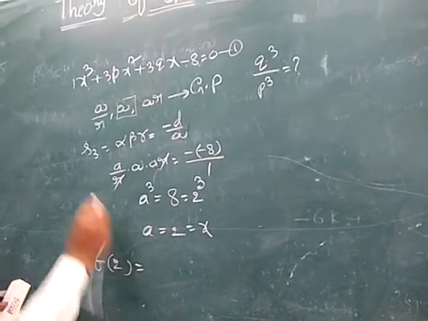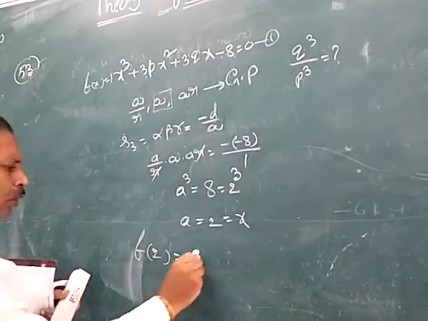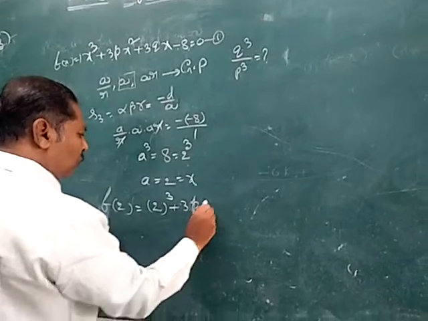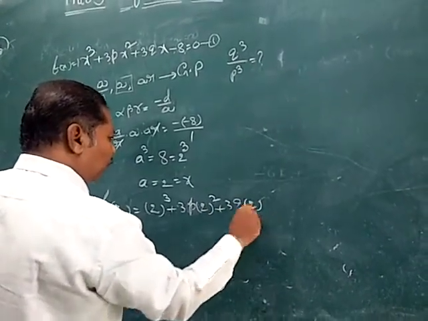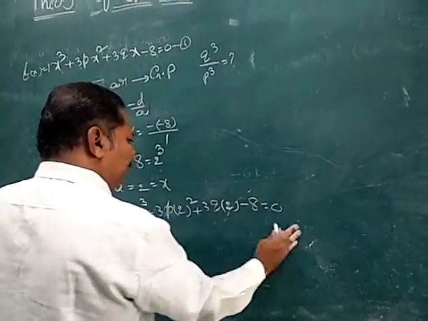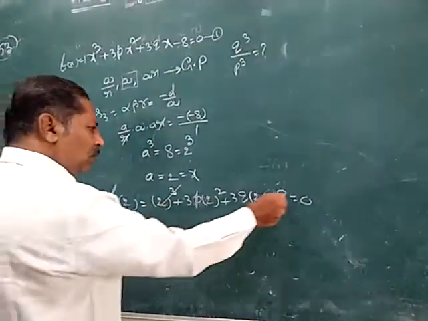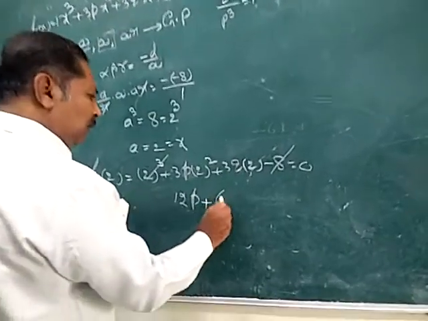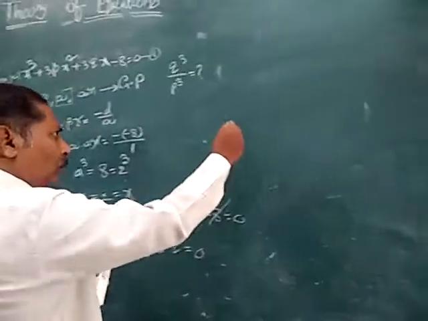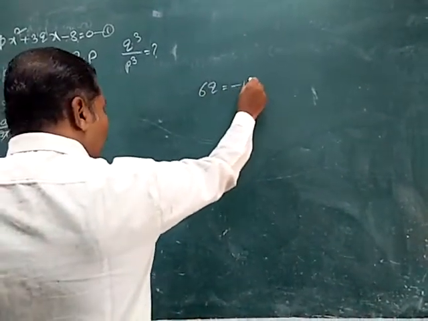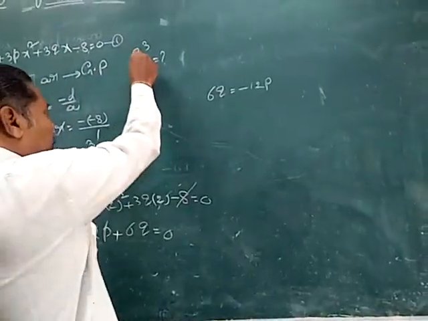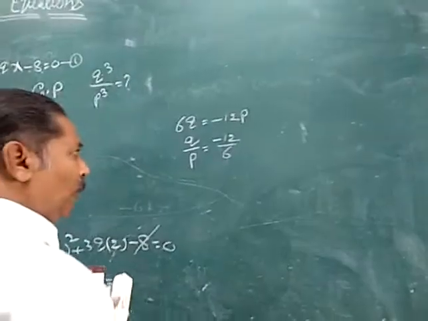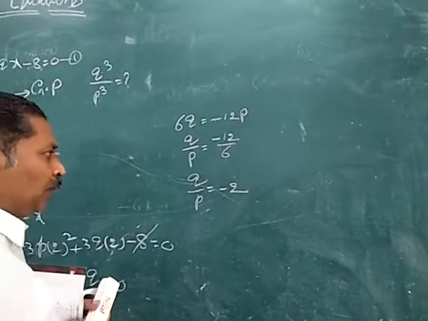So f of 2 equals 2 cube plus 3 into p into 2 square plus 3 into q into 2 minus 8 equals 0. 8 minus 8 cancel, 12p plus 6q equals 0. 6q equals minus 12p. q by p equals minus 12 by 6. q by p equals minus 2.